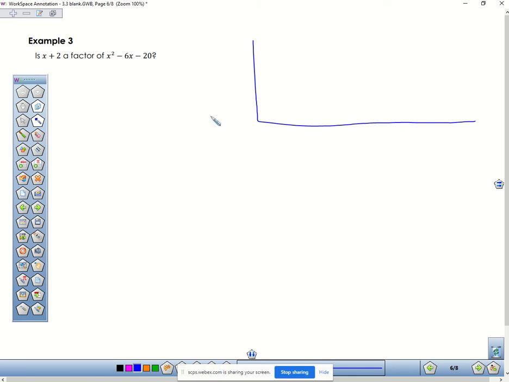So to check if it's a factor, I can do synthetic division and see if my remainder is 0. So what am I going to put on the outside here? Good. And am I skipping any x's in my dividend? No. What's the coefficient of my x squared? Coefficient of the x? And? Very good.